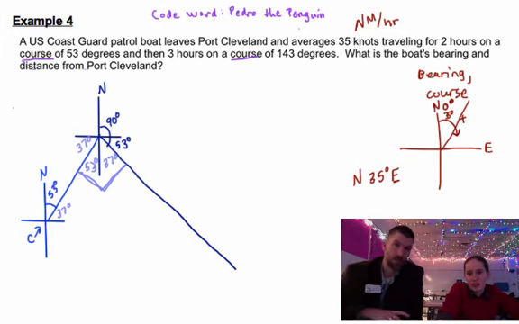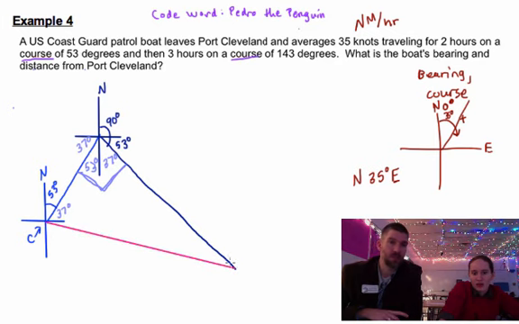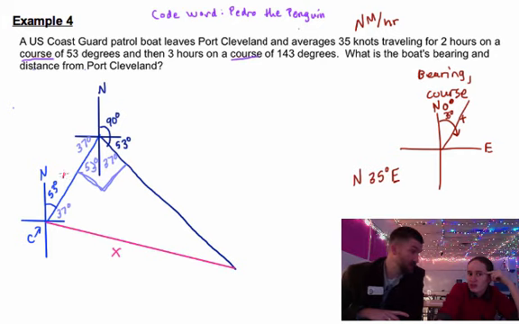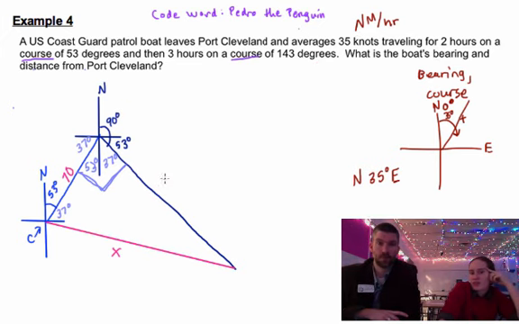So let's finish off this triangle right here. What we're looking for is how long this side is, and we're also looking for the bearing that the ship is going. They told us they travel 35 knots for 2 hours. That's a big fat 70, a distance of 70 nautical miles. 3 hours at the same speed: 3 times 35 is 105.